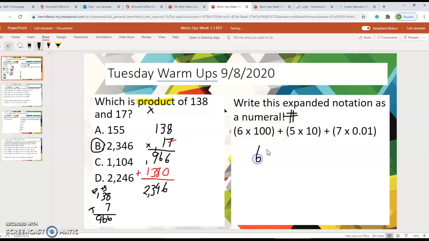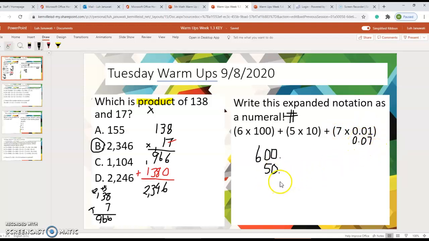So that's 600, right? Just say it. 6 of 100 is 600. 5 times 10 is 5 tens, which is 50. I want you to put the decimal point here because this one has a decimal, and this one, basically you say, okay, 7 times 1 is 7, and it's in the hundredths place, right? So it's really 0.07.